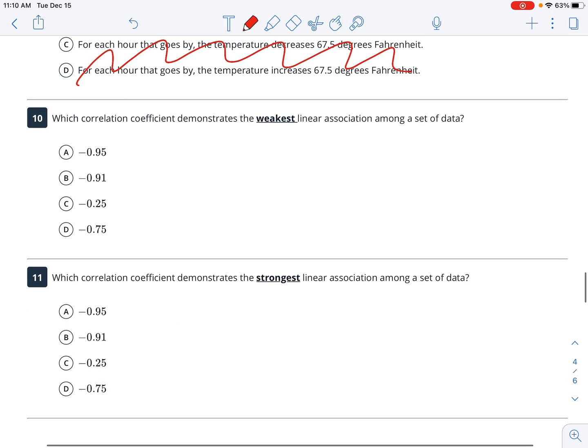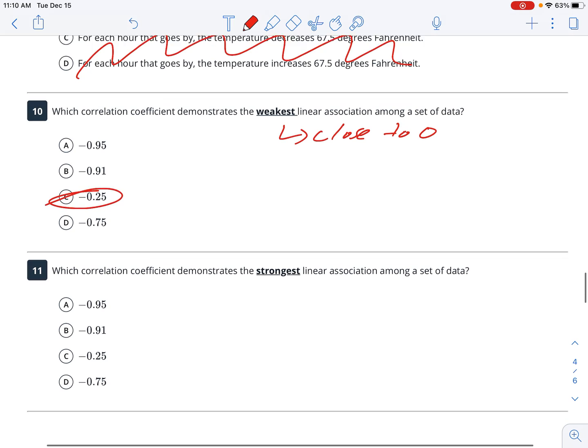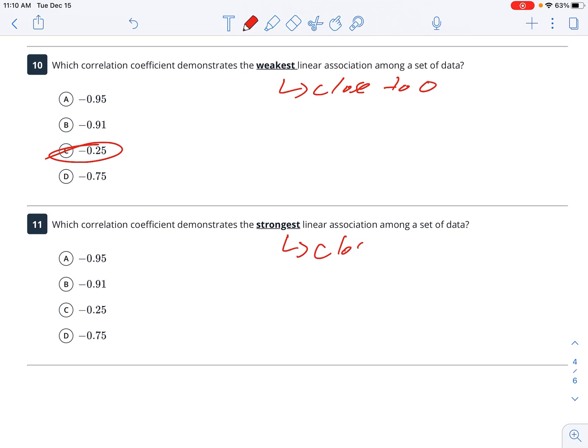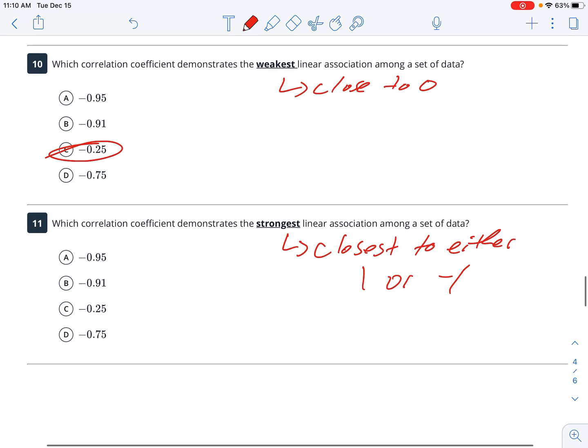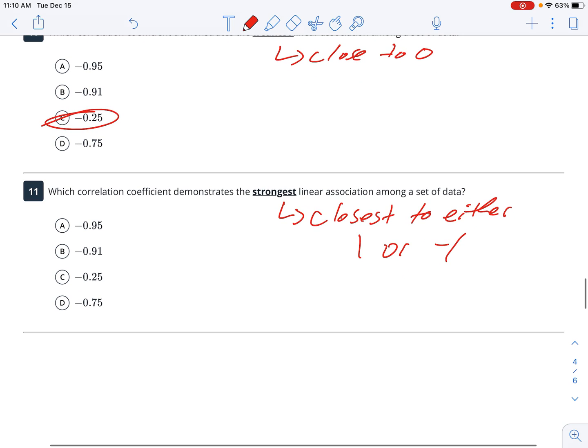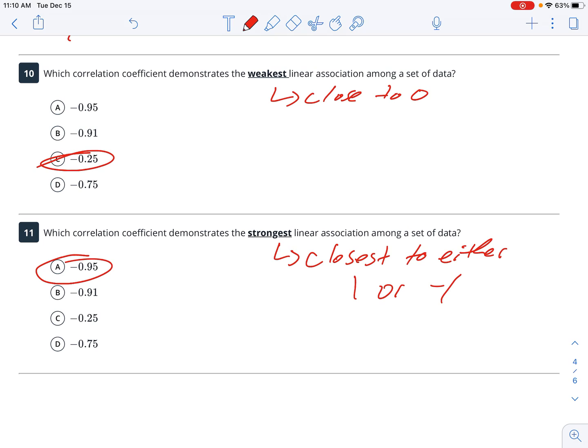Which of these is the weakest one? So weakest means close to 0. Of these numbers, which one is closest to 0? The strongest one is closest to either 1 or negative 1. When I look at these, okay, they're all negative. That's cool. So which one is closest to negative 1? So this is my strongest. This is my second strongest. This is my third strongest. And this is my weakest.